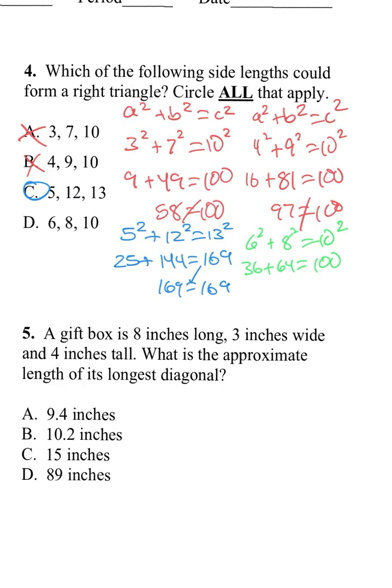So trust but verify. Use your calculator. 36 plus 64, I do believe, is 100. Trust but verify. Does it equal 100? Yes, it does. So guess what? Okay, C is a possible answer.